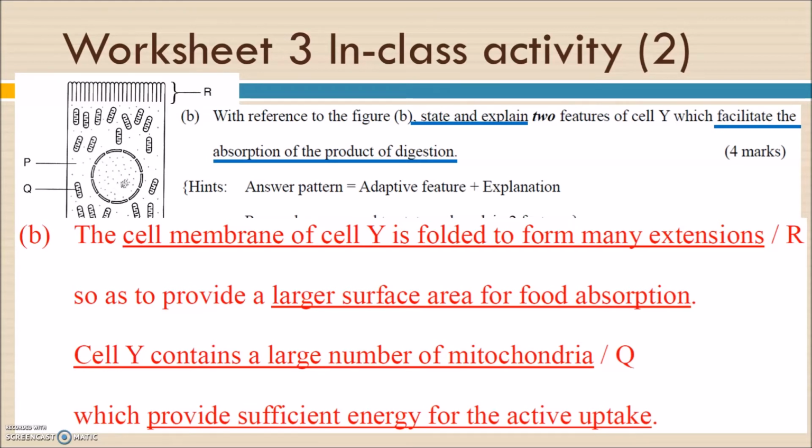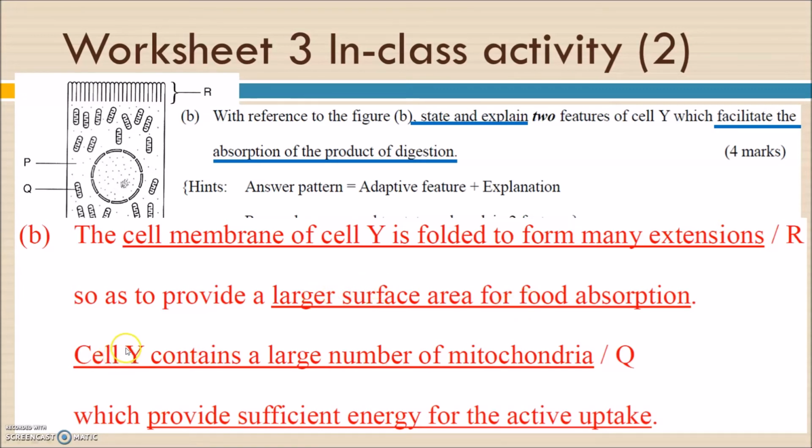How can we answer such a question? Remember, for an adaptive feature, you need to explain why it can perform so well, but not just explain that it can perform. Our focus is how or why it can perform so well. That's why we need many words to show that it's superior. Highly folded, larger surface area for rapid food absorption.